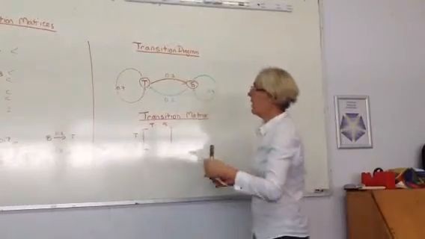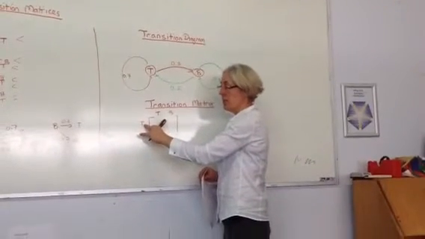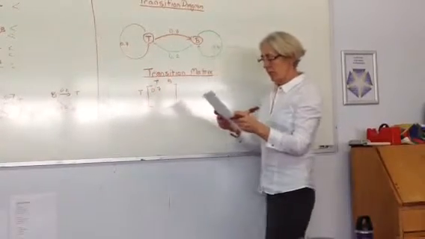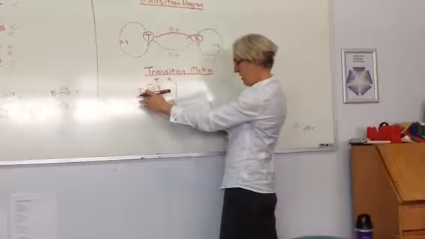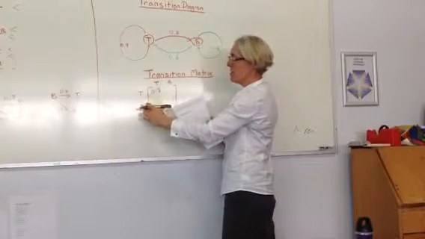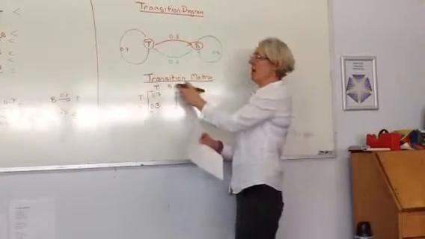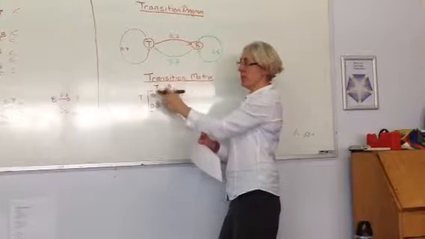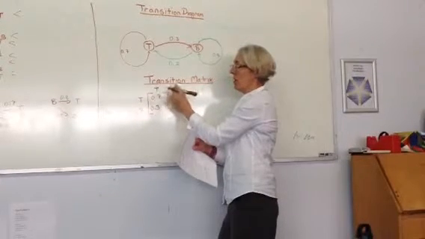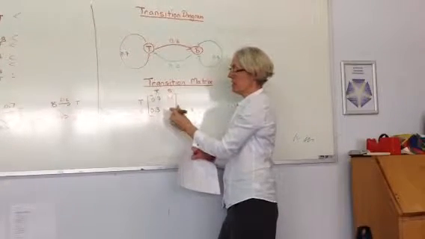Okay? So if I catch the train, this is my initial state, what is the chance that I'm going to catch the train again the next day? It's 0.7. If I catch the train, what is the chance I'm going to catch the bus the next day? 0.3. If I catch the bus, what is the chance that I'm going to catch the train the next day? 0.2. And if I catch the bus, what is the chance that I'm going to catch the bus the next day? It's 0.8.